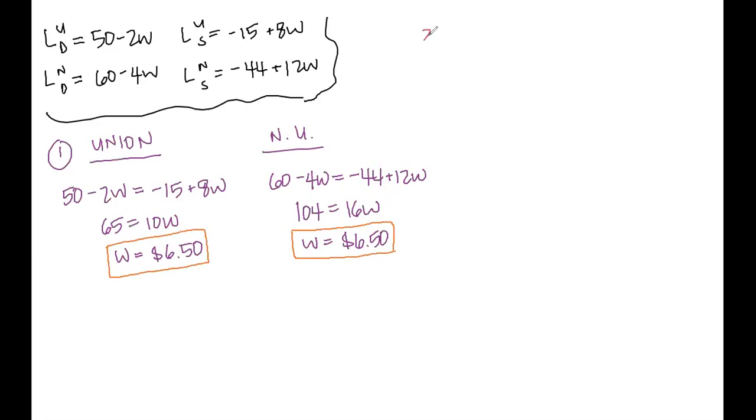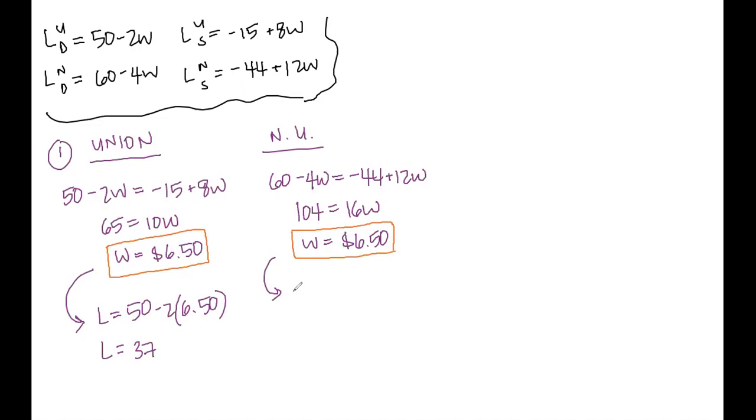And then number 2, it says if the union insists on, oh wait, I didn't do half of it. Okay, so I found the equilibrium wage, but we still have to find the equilibrium level of employment. So going back to the unions, we can plug that into either equation since we're in equilibrium. I'm going to plug it back into the first one. So L equals 50 minus 2 times 6.50. So 50 minus 13, we get 37. So 37 workers in equilibrium for the unions.